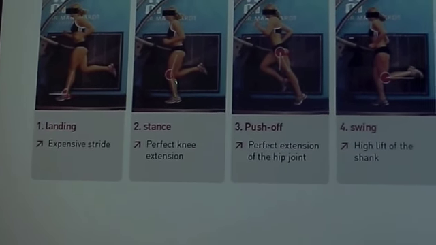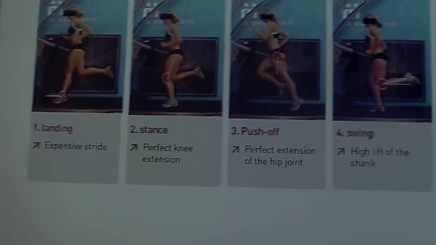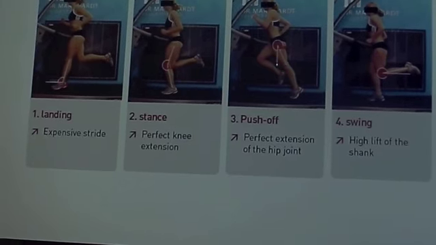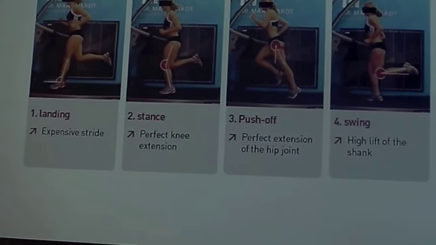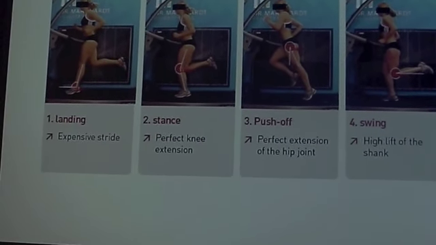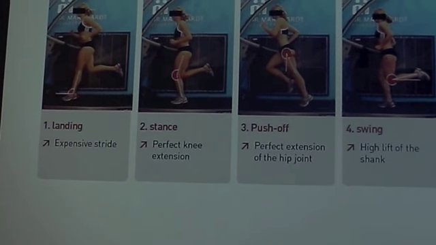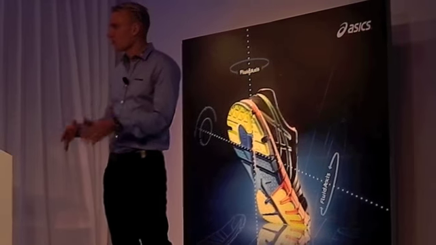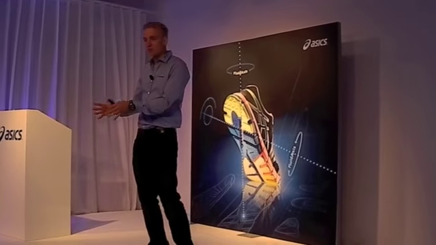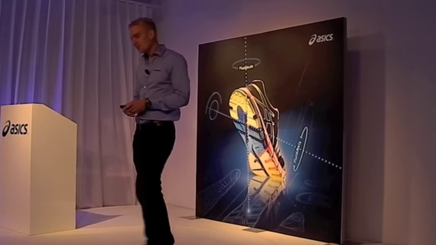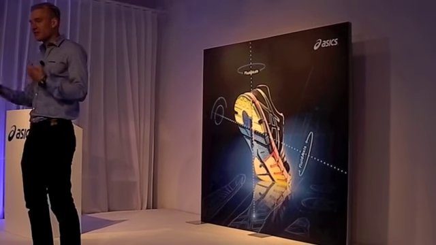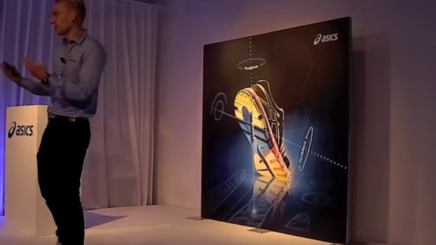She's got a perfect knee extension, which is very usual for a forefoot striker. In the push-off, we get the perfect extension and a high lift of the shank. This is forefoot striking. It can be useful in medicine for people with knee problems. I sometimes use it as a treatment for patients with knee problems to shift from rear foot strike to midfoot or forefoot strike. But it can harm your Achilles tendon. So you always have to see what problem you have and what's suitable for the runner.